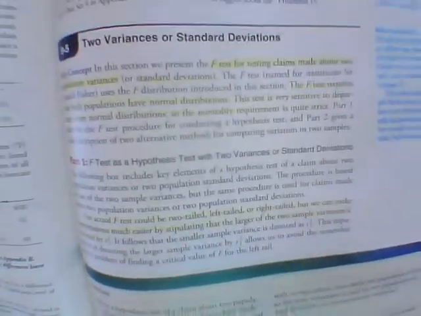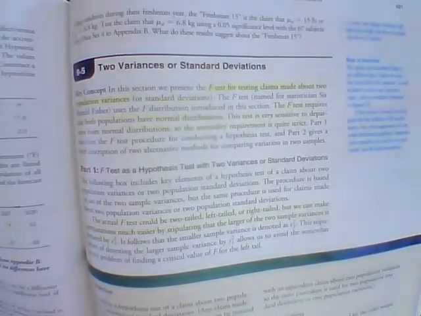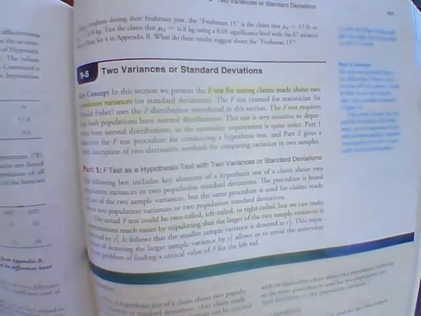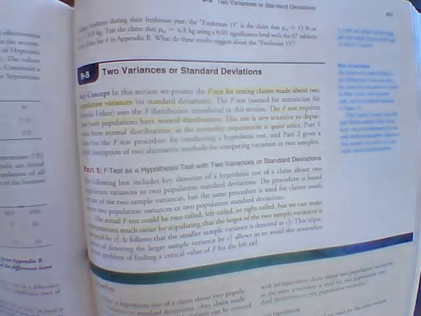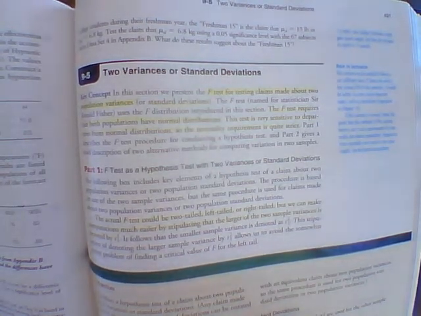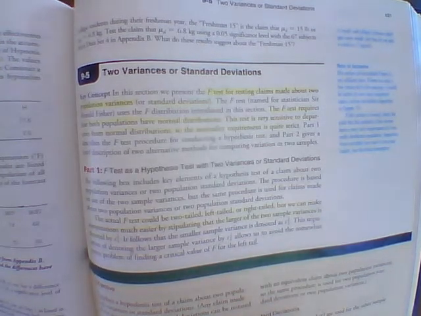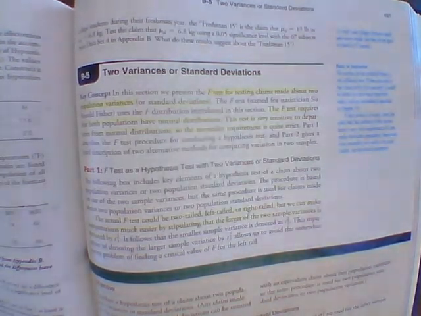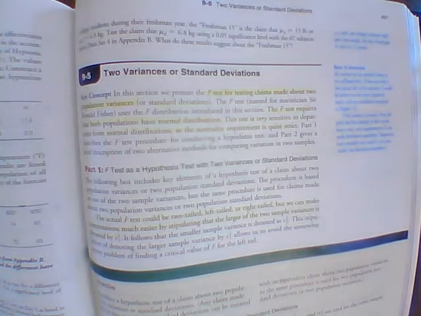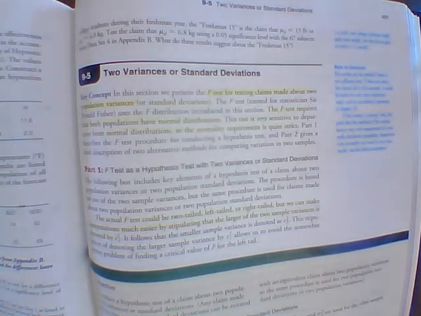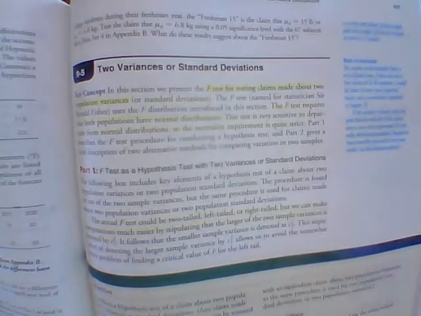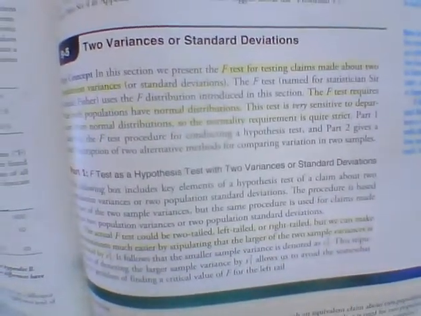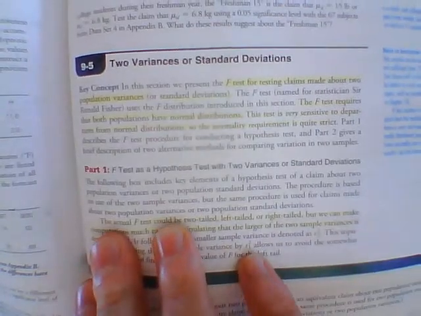Elementary statistics, taking a look at section 9.5, two variances or two standard deviations. So now we're going to look at comparing population variances or population standard deviations, basically how a population could vary or range within our data. Now, there's more than one style of test to go about this, but the most common style that we're going to use is called the F test.